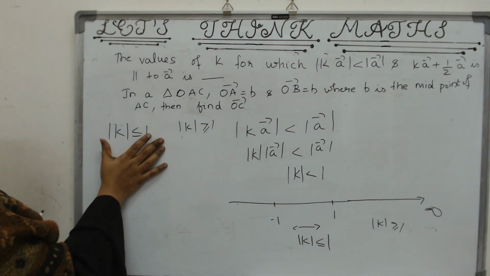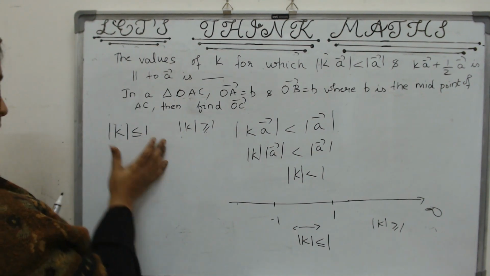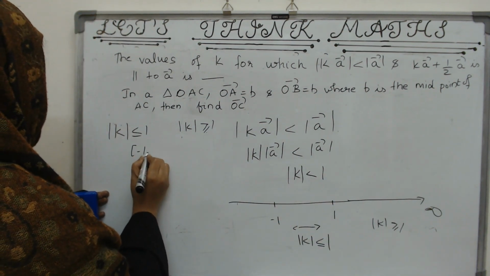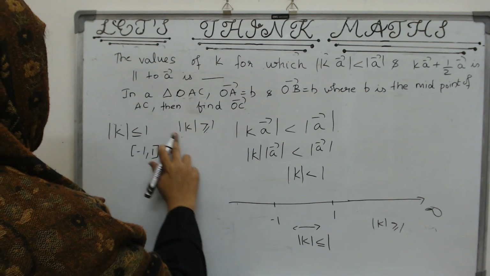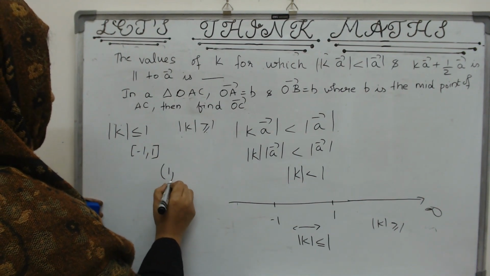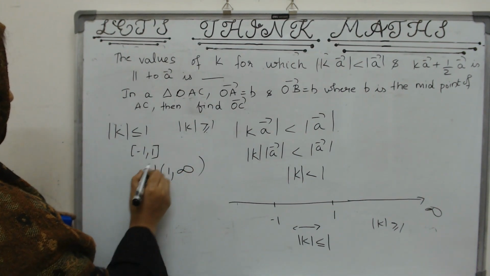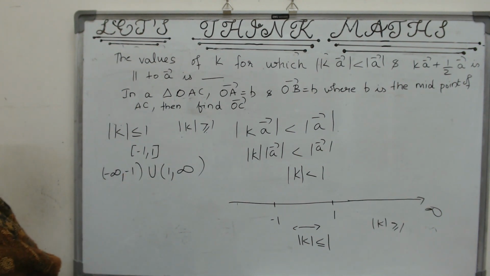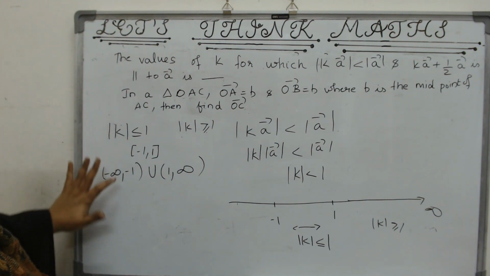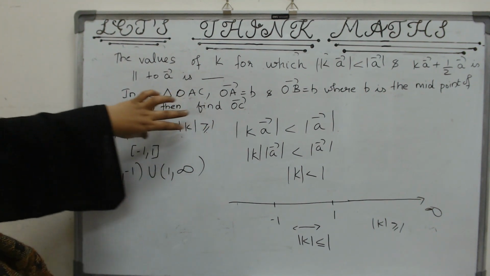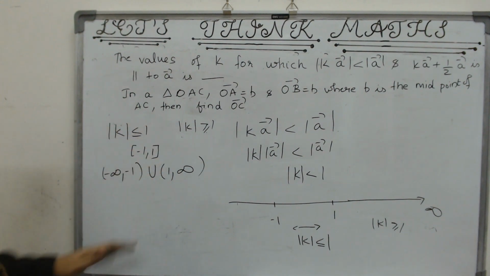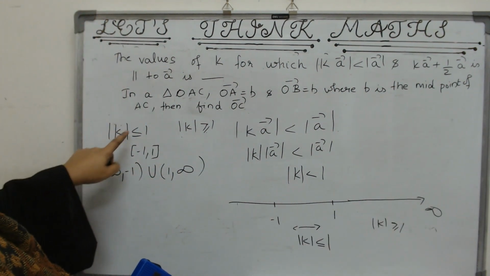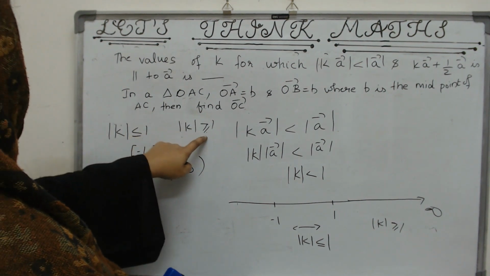All the values where modulus of k is less than or equal to 1 is just this interval, minus 1 to 1. And then this will be the union of all the intervals from 1 to infinity and this. So look what we have done here. These two inequalities together will give you the whole of the number line. So please be careful: modulus of k less than or equal to 1 or greater than or equal to 1.